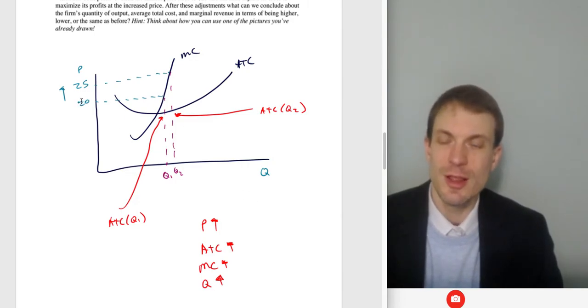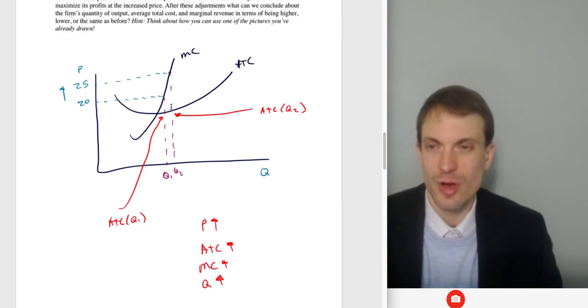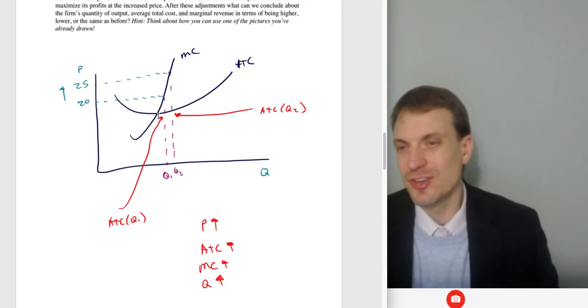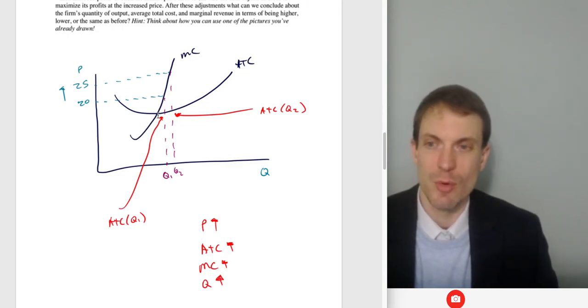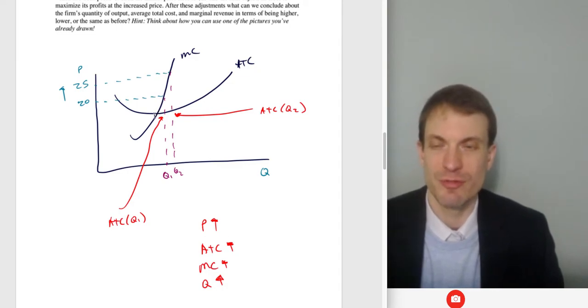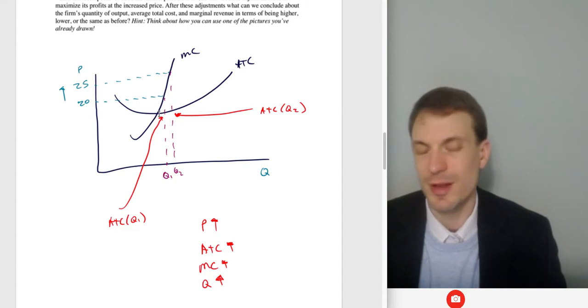Suppose initially we produce where marginal cost equals price of 20, a quantity of Q1. Then price rises. Well, we'll produce a larger quantity because it's going to cross marginal cost further. And average total cost is going to be higher too. This should be at the minimum. Marginal cost has to cross average total cost from below at its minimum. That's a requirement of how we define marginal relative to average. So it looks like I should actually move this over just a bit.